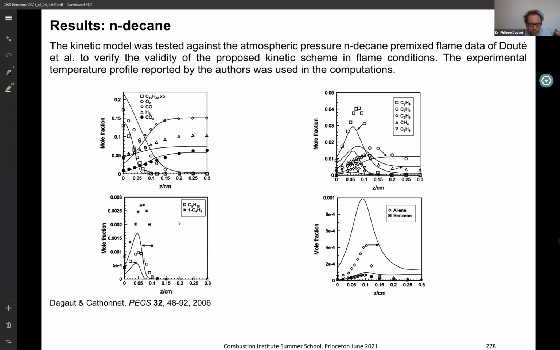The formation of pentene is underpredicted, and that of 1-butene is also underpredicted. Allene is overpredicted, and the formation of benzene is matching more or less the maximum, but then further from the burner, the computations overestimate the mole fractions.